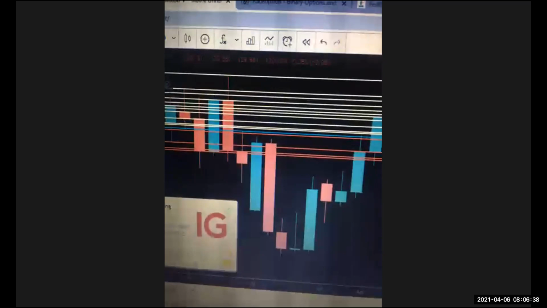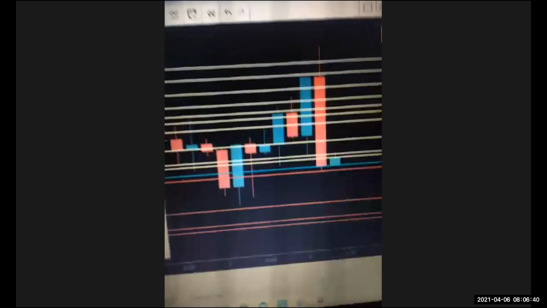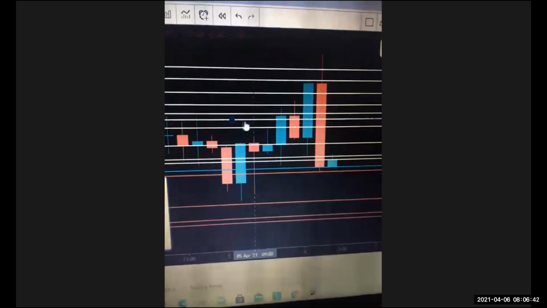But yeah, I marked it up on the daily. I would go down to the 4 hour and the 1 hour, but I found that it likes to break the 1 hour sometimes, and maybe sometimes the 4 hour.